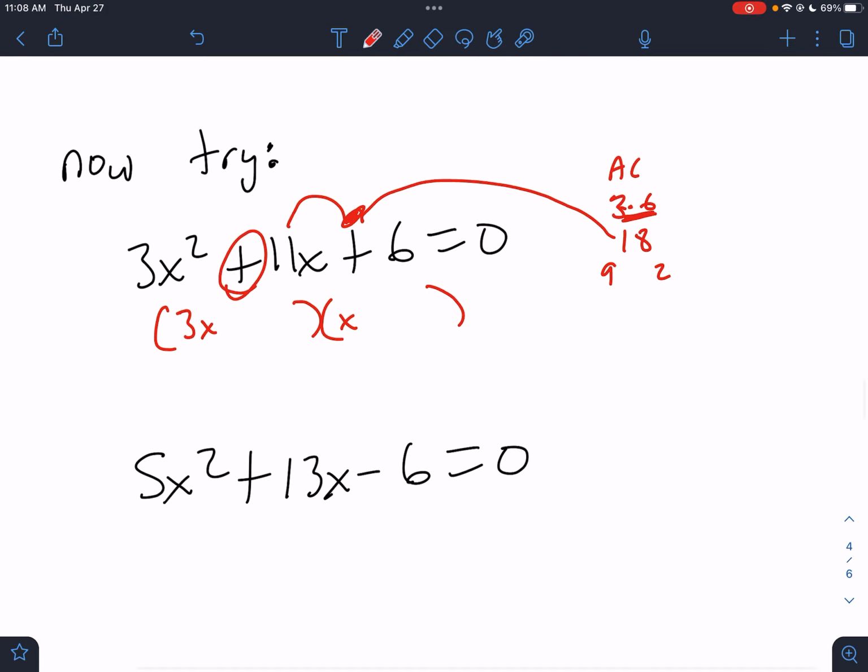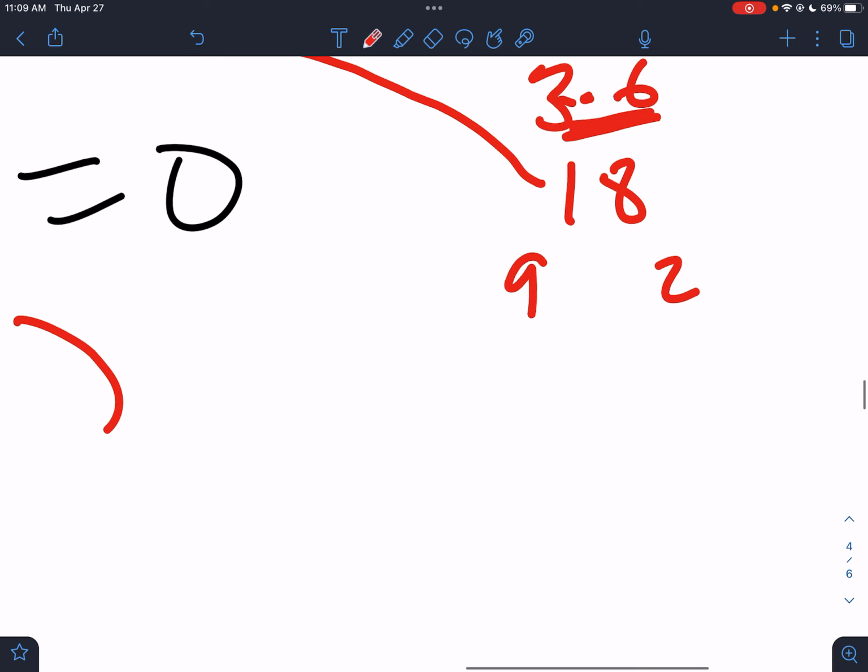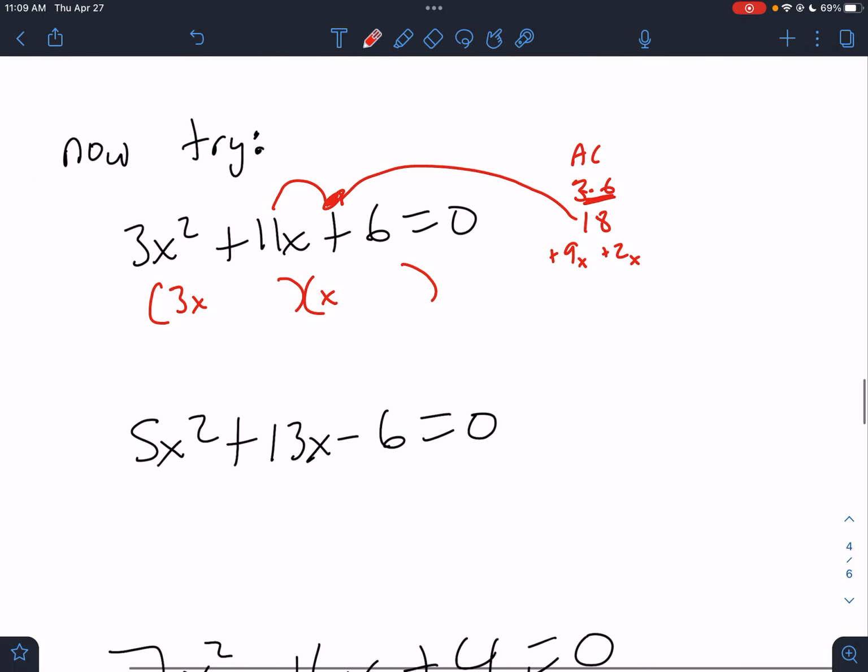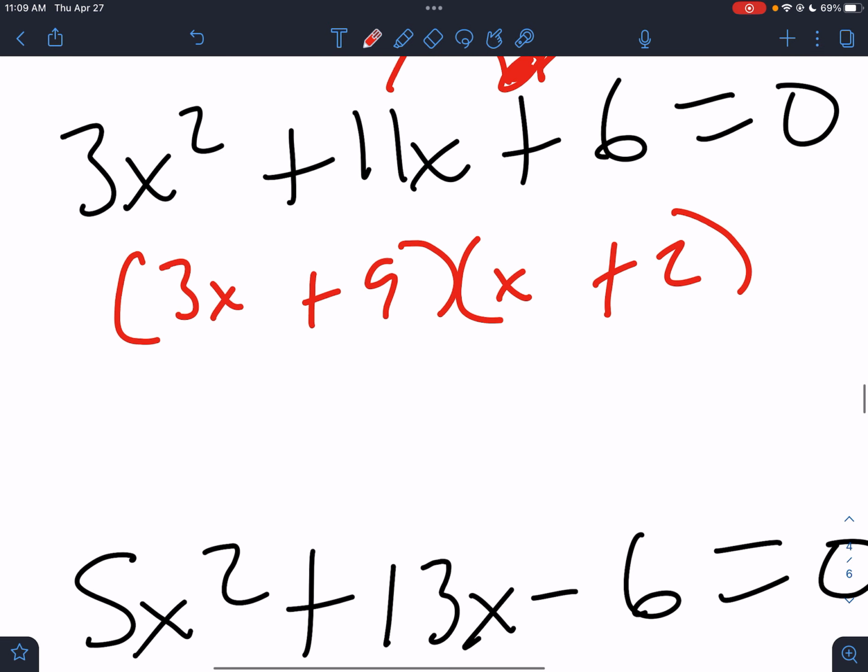How do I get plus 11 from 9 and 2? It's going to be plus 9 plus 2. And you can think of it as plus 9x plus 2x if that helps, because that's what's going on. Now, if this was 1 and 1, we would just do plus 9 plus 2. But that's not correct. No. What's wrong with that? Well, this gets us plus 6 and plus 9. What is plus 6 plus 9? It's not 11.